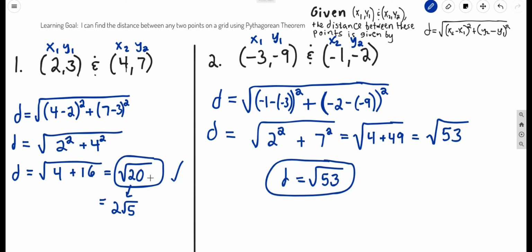Just to give some approximations of our answers, the square root of 20 is somewhere between 4 and 5, so maybe 4.5-ish. The square root of 53 is going to be between 7 and 8, so maybe it's like 7.2 or 7.3 or something like that. Or you could use a calculator to get a better idea of what these numbers actually are in decimal form.